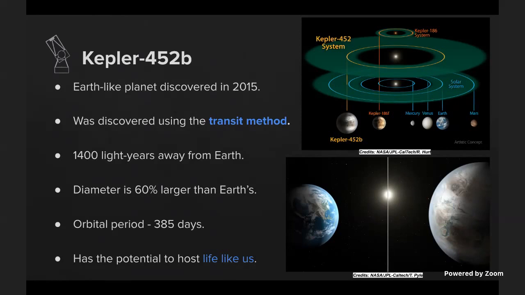Exoplanet research is a relatively new field and continues to grow more and more each year with fascinating new discoveries. As of today, Kepler 452b is one of the few planets that we know of that has the potential of being habitable and being the home to life like us.